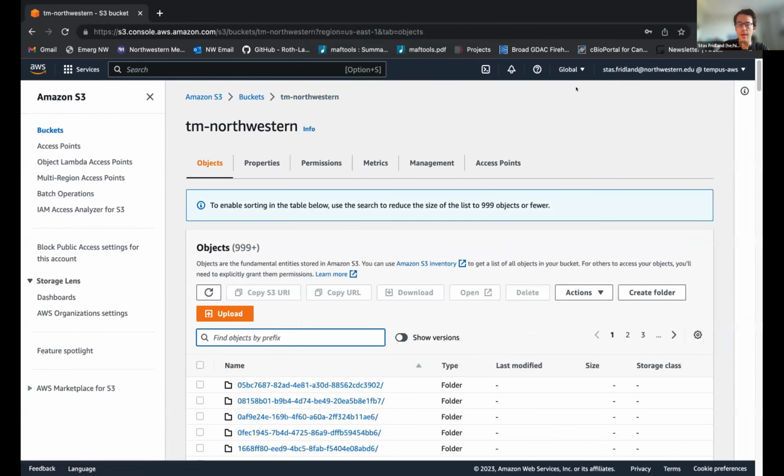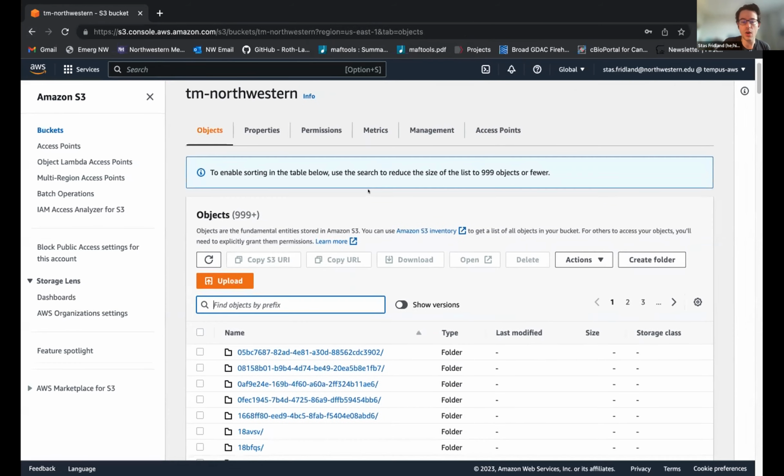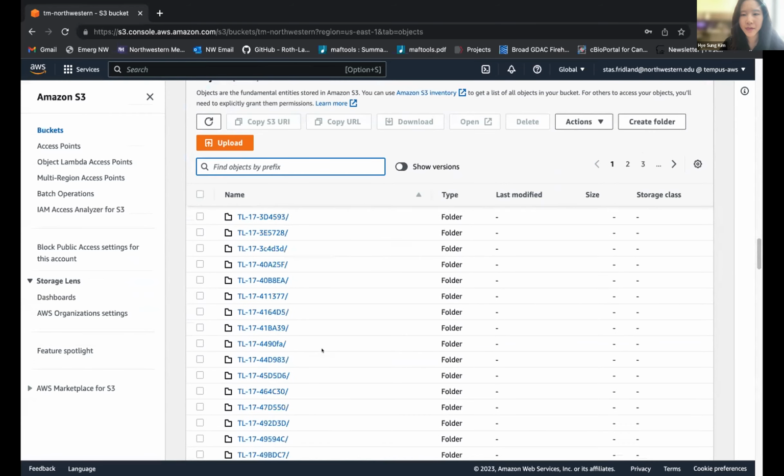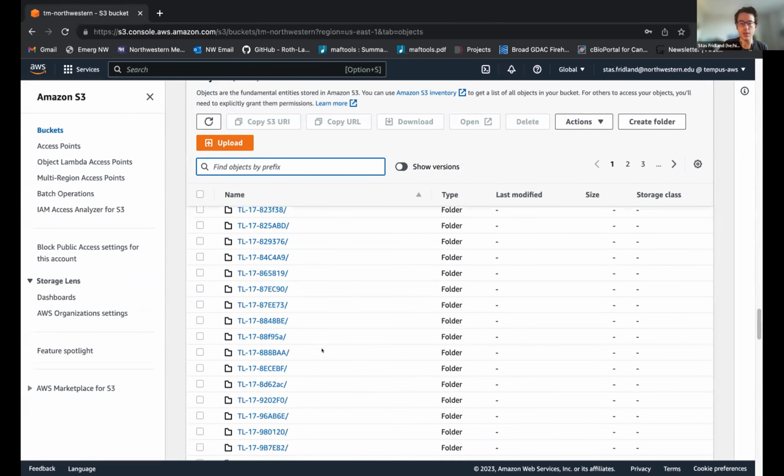this is the Amazon S3, which is the way that they set up their servers for Tempest, and the bucket is called TM-Northwestern. And again, when I say bucket, what I'm saying is the storage directory, whatever you want to call it, where all the data is stored. And so here's just lists of accession numbers for all the patients.